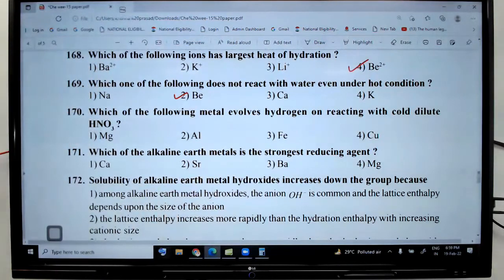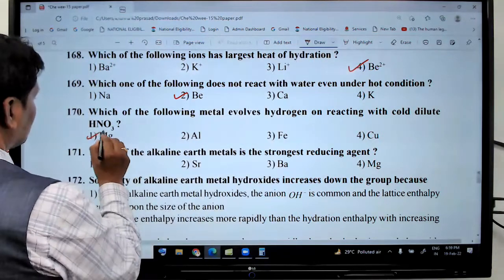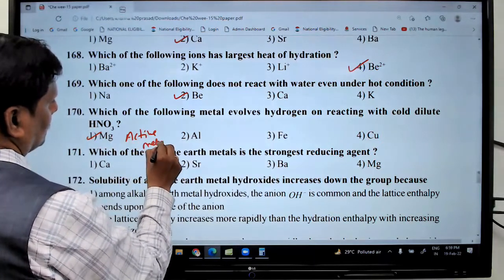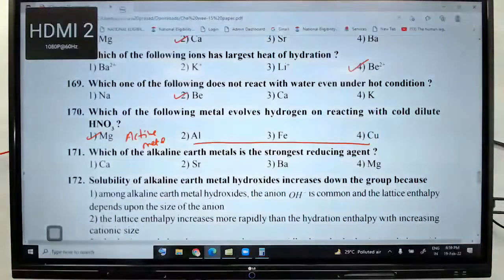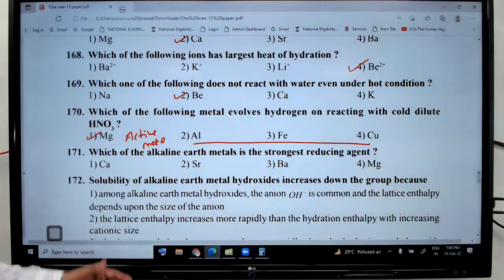Which of the following metals evolves hydrogen on reacting with cold dilute HNO3? Cold dilute HNO3. This one, because this is the only active metal. These are not active metals. So that means magnesium, because you are studying alkaline earth metals now. Magnesium, you can see in the NCERT textbook, when metal reacts with dilute acids, hydrogen is liberated.